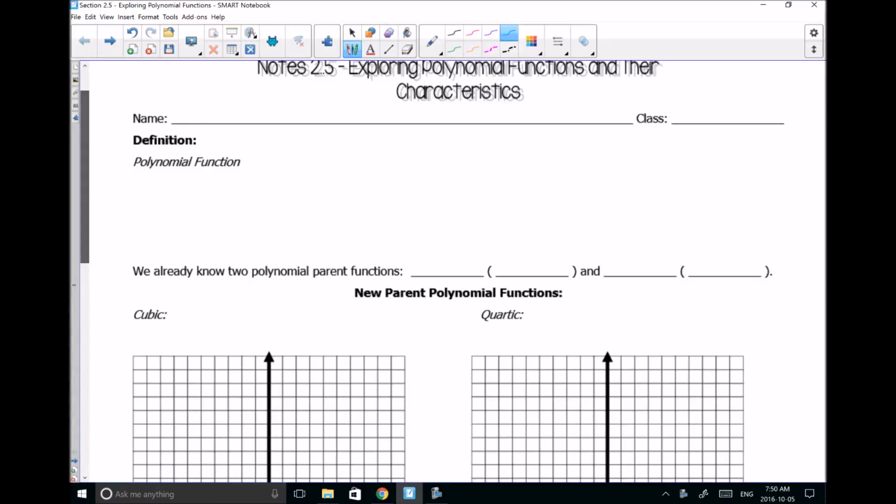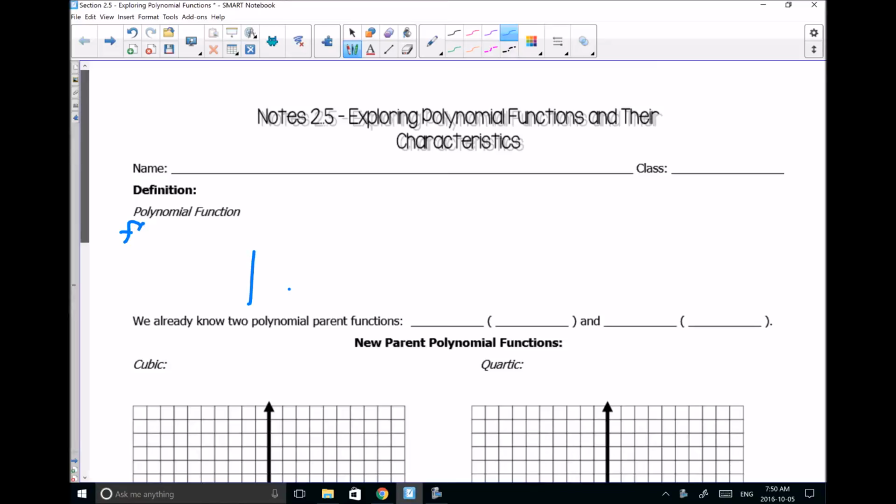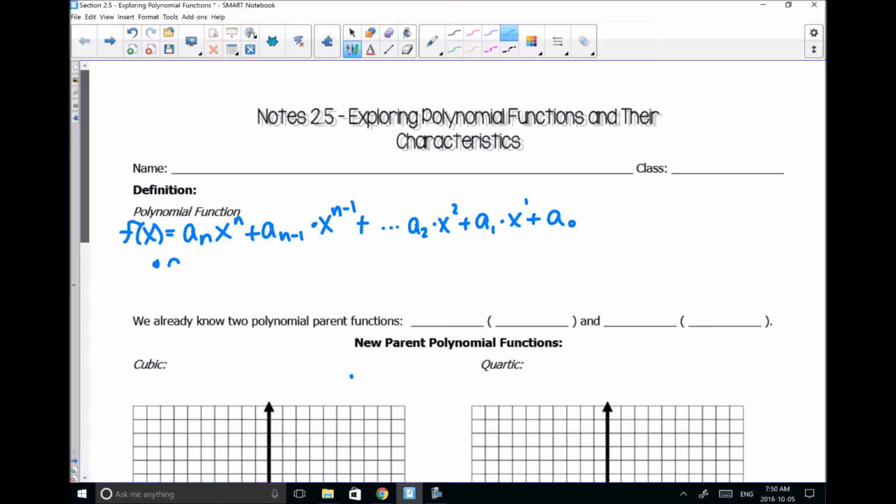polynomial function is. So a polynomial function is always going to be in the form f of x equals a sub n times x to the n power plus a sub n minus 1 times x to the n minus 1 power, plus all the way, and it just keeps going until we get to a sub 2 times x squared plus a sub 1 times x to the power of 1 plus a sub 0. Okay, but this only works if a sub 1 all the way through a sub n are real numbers.